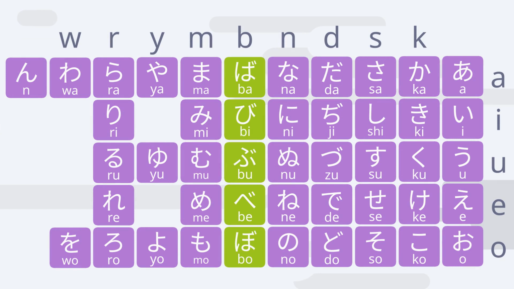We learned the characters ba, bi, bu, be, bo. In the next lesson, we'll go over the handakten variation pa, pi, pu, pe, po.